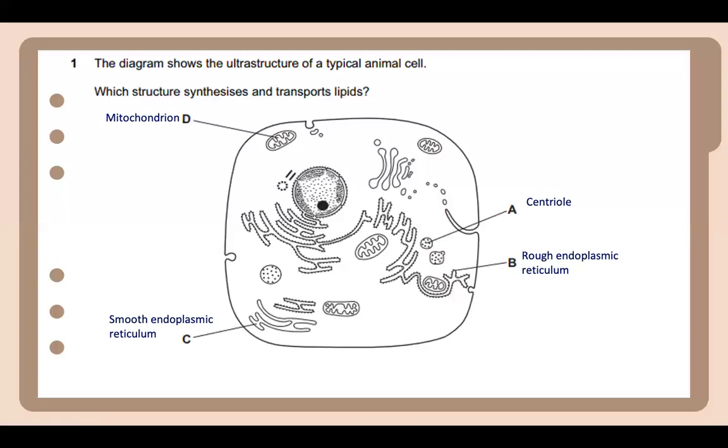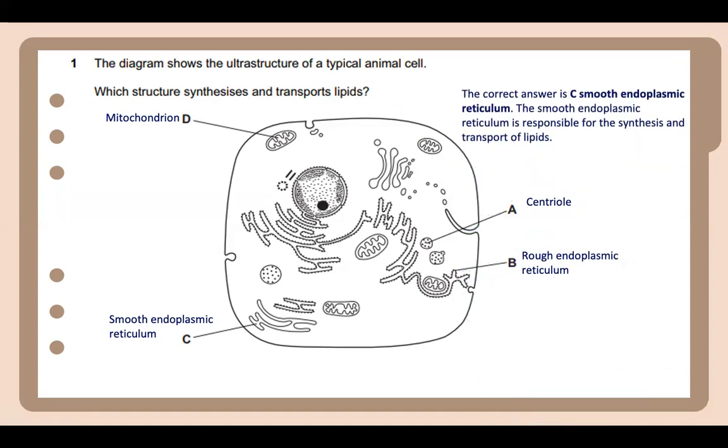The diagram shows the ultrastructure of a typical animal cell. Which structure synthesizes and transports lipids? The correct answer is C, which is smooth endoplasmic reticulum, which is responsible for the synthesis and transport of lipids.